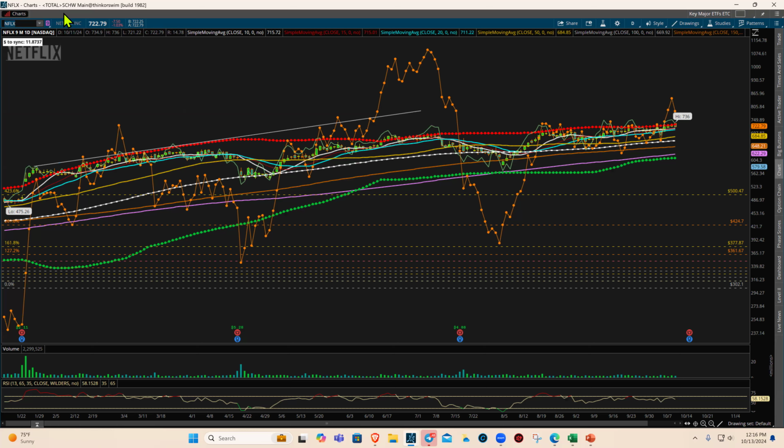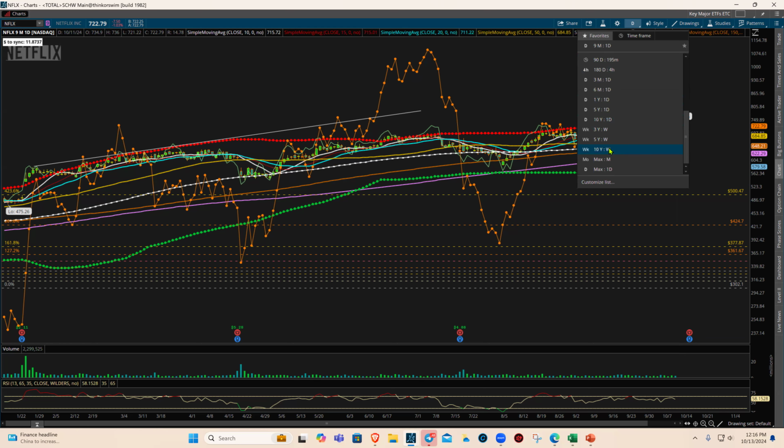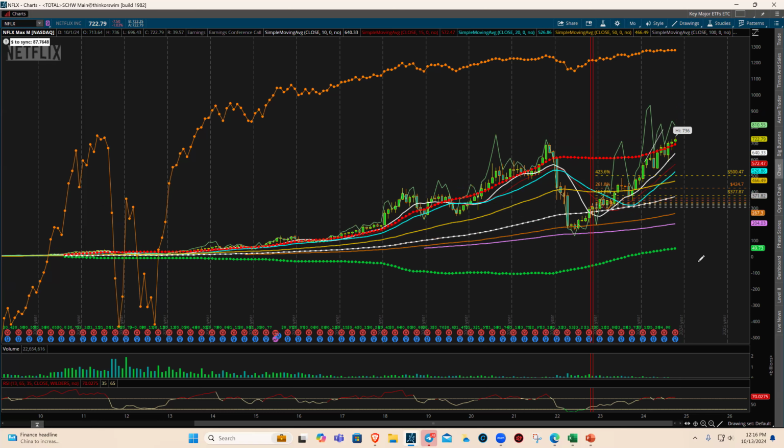Netflix, how can you really say much about it? But look at the lack of follow through. It makes a new all-time high, I believe, and then just reverses down from there hard. Now it also has the earnings coming up. So I'll get Tesla on here too. So I really don't know what to say. Yeah, that is the highest high.